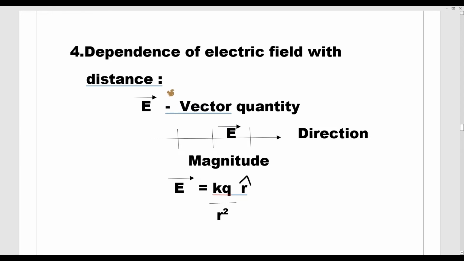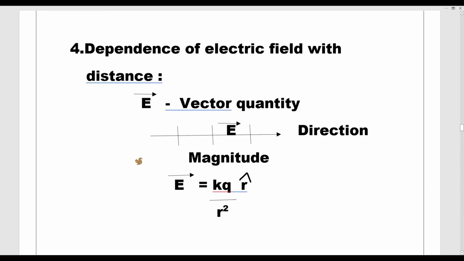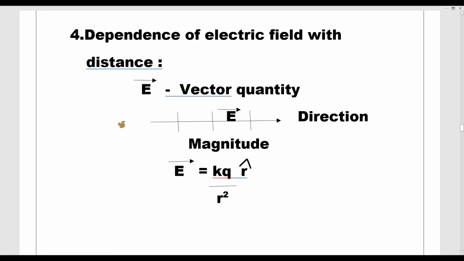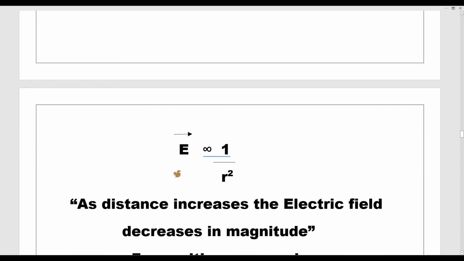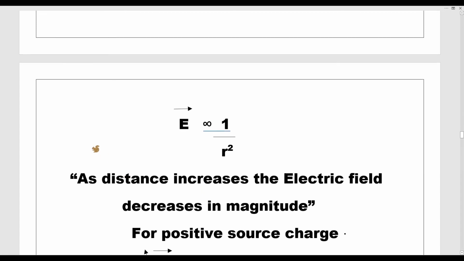Guys, you all know that electric field is a vector quantity, that is, it has both magnitude and direction. The electric field intensity, or electric field E vector, created by source charge Q is inversely related to the square of the distance from the charge. We know that E vector is equal to kq by r square r unit. That is, E vector is inversely proportional to the square of distance. It is clear that as distance increases, the electric field decreases in magnitude.